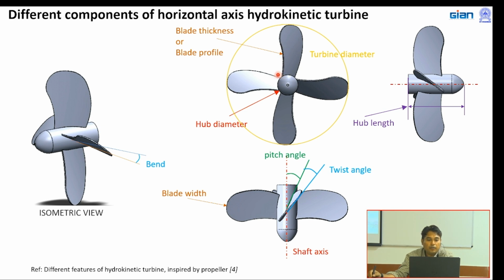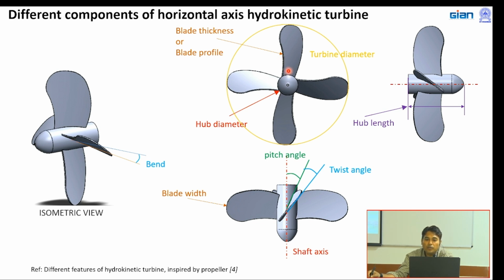This is the hub. The hub has a tapered circular cross section, though you can choose any shape. And there will be a hub diameter also. If you put a smaller diameter, it will behave in one manner; if you place a bigger diameter, it will behave in a different manner. You can check how it behaves by increasing or decreasing the hub.